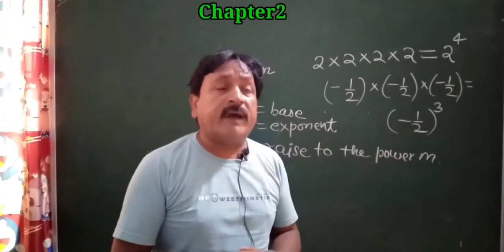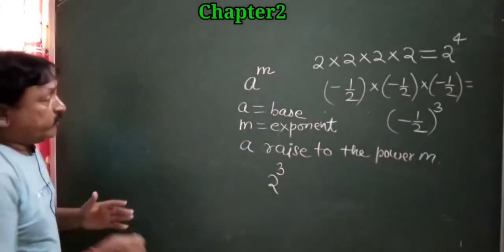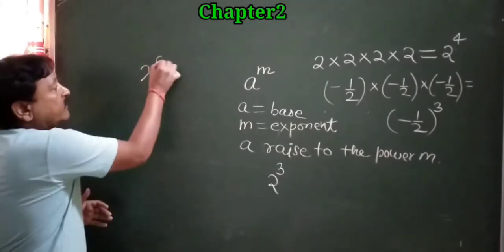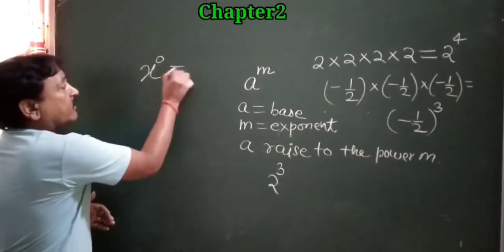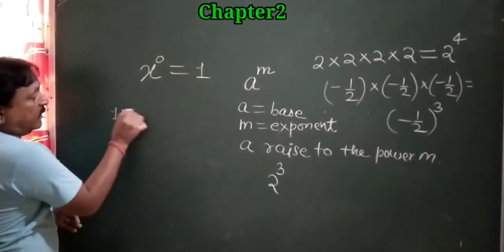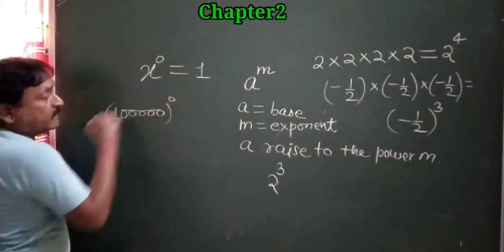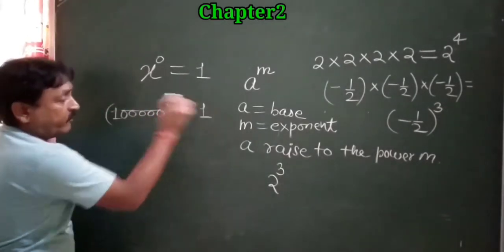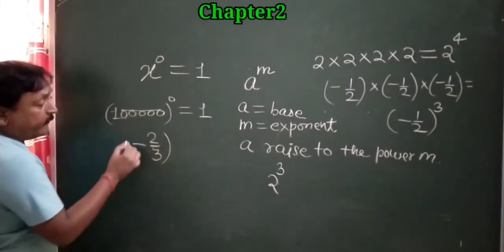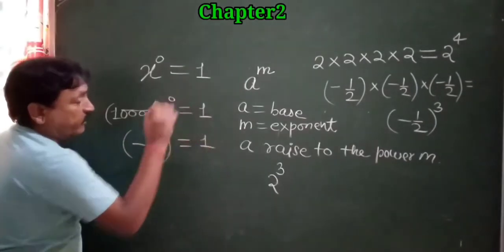One more thing we have to keep in mind: suppose there is any number and it is raised to the power 0, then its answer will be 1. This can be any number, and if it is raised to the power 0, then its answer will be 1.